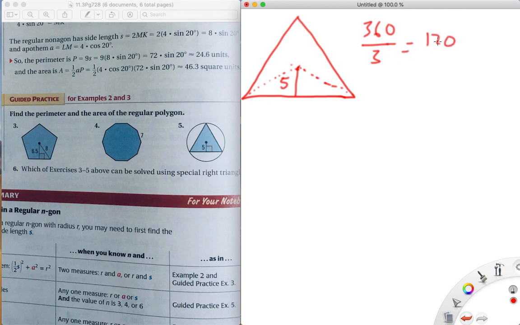120. And since it's 120, I know that I have to divide that by 2 to get half of this angle here, right? And that's going to be 60 degrees. So this guy here is 60. This guy here is 60 degrees. Which means that this would be 90, right? And this means that this is 30. So what do we have here, guys? We have a 30, 60, 90 triangle.